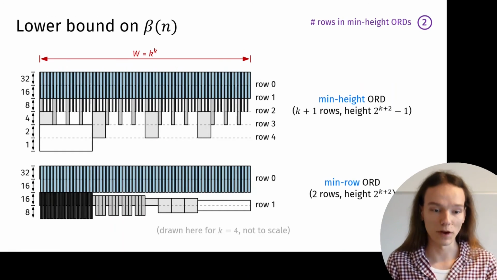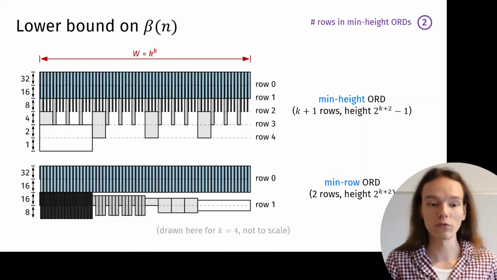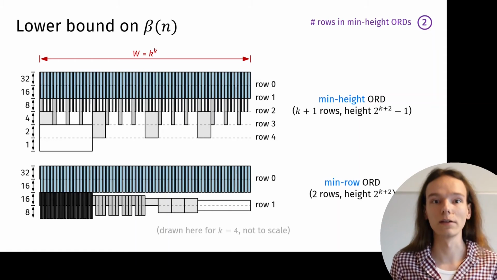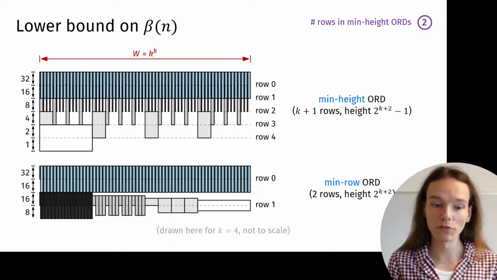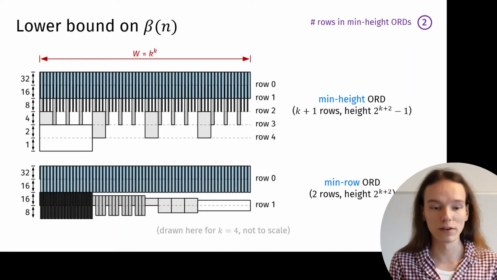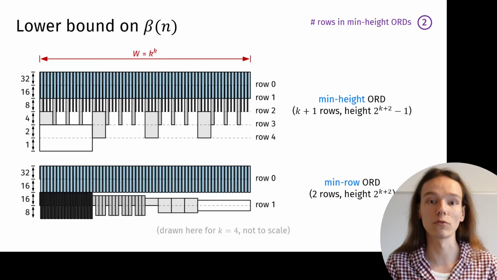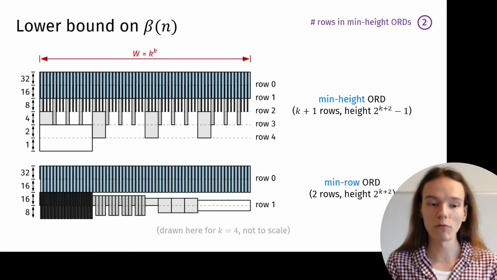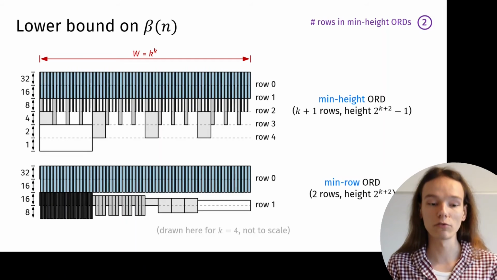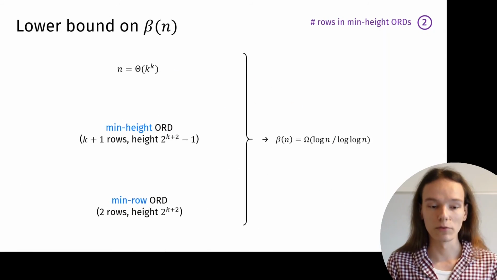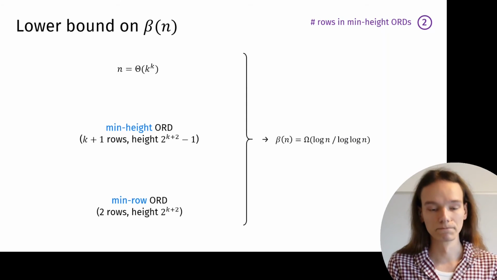And indeed, it has 5 rows. I do this for k is 4, so that is k plus 1 rows. You can do this for whatever k you want. On the bottom of the screen, you see the min-row drawing for this, and you see everything fits nicely onto 2 rows. So we have an example with k plus 1 rows in the min-height drawing and 2 rows in the min-row drawing. And if you compute this, you get log n over log log n for beta n.